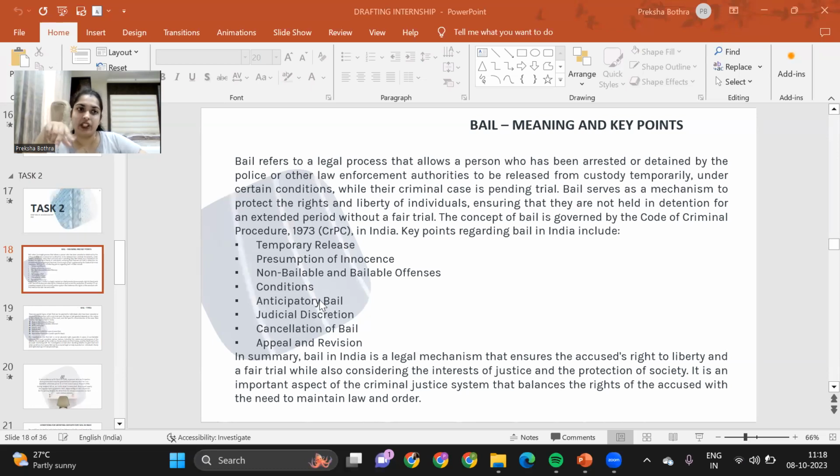Now, there is judicial discretion while granting bail. There's cancellation of bail on certain grounds, which I will be talking about in the future slides. There's appeal and revision. Bails are usually applied for only from the Sessions Court upwards, or if I'm not wrong, it might be from the High Courts as well. Just 1 minute. Sorry, guys, just give me 1 second. I'm getting a call.